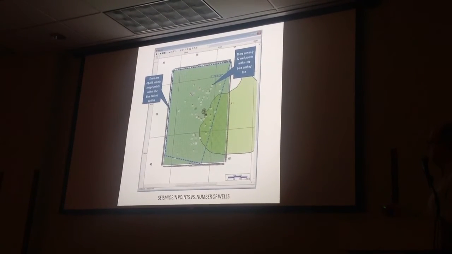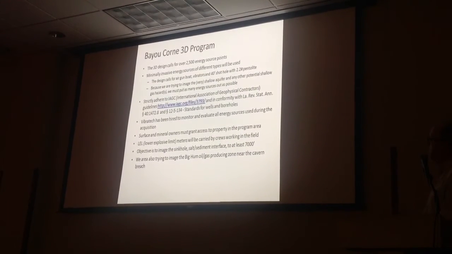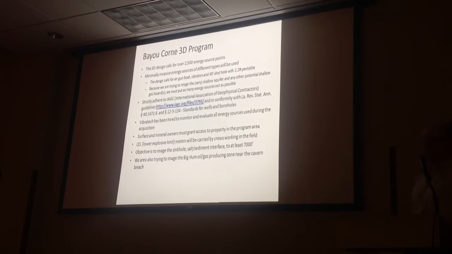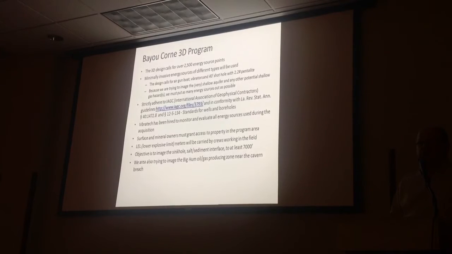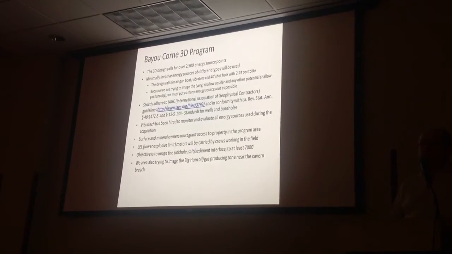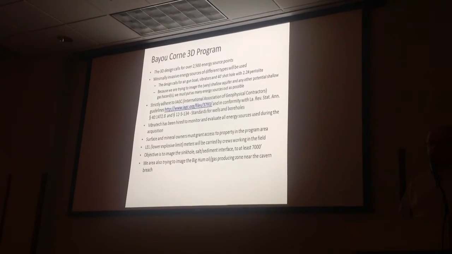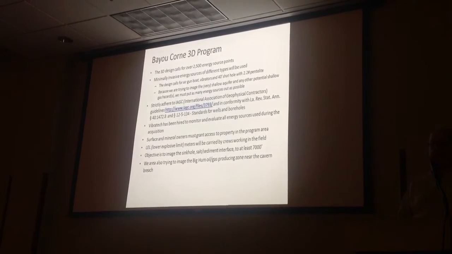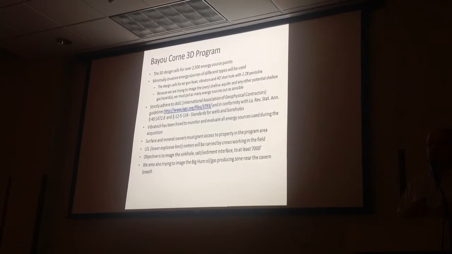So with that, then there's this list of things. We're going to put 2,500 energy sources or more into the ground. That energy consists of vibrator trucks, pentolite, air gun, and depending on what other sources we might be able to turn up, my goal is to make this as minimally invasive as possible.